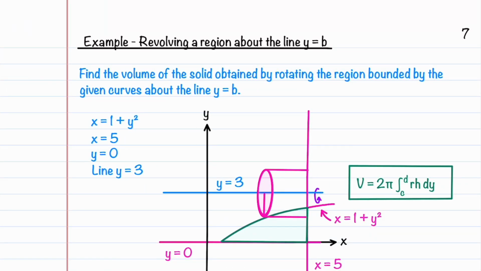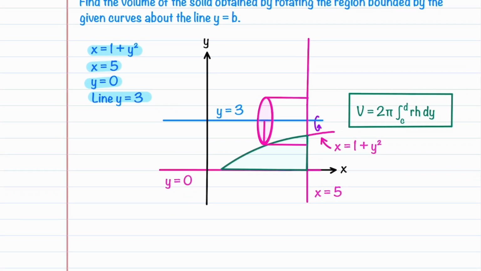Let's walk through an example where we are going to be finding the volume of a solid of revolution by revolving a region about a line y is equal to b, and we're going to use cylindrical shells. Our region is enclosed by the curves x is equal to 1 plus y squared, x is equal to 5, and y is equal to 0. And we're going to be revolving this region about the line y is equal to 3.